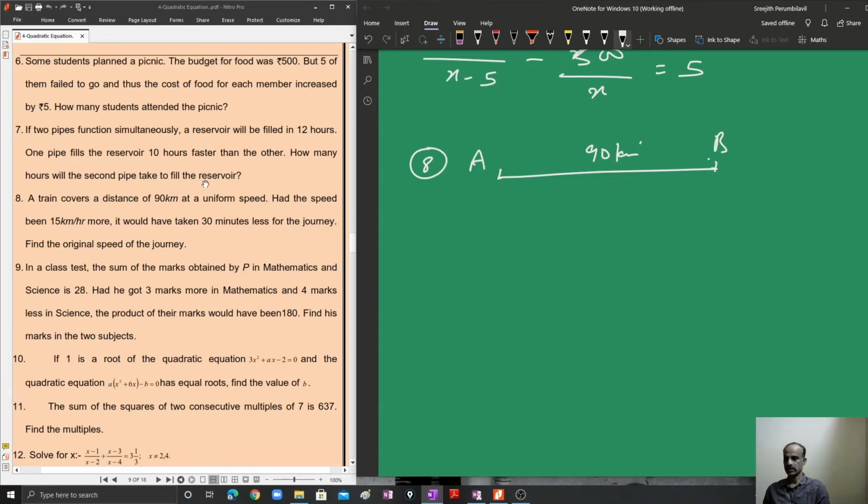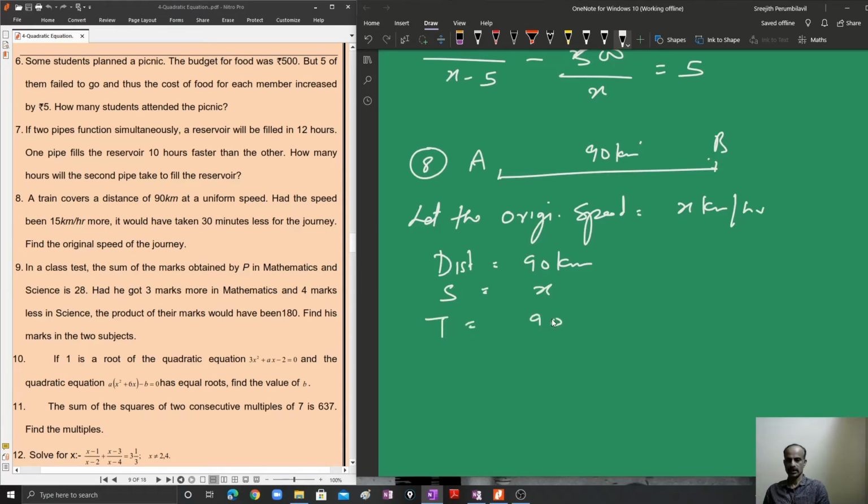So the train covers a distance of 90 kilometers. There are two cases. First case, let's start the question like this. Let the original speed be x kilometers per hour. So in case 1, the distance is equal to 90 kilometers, speed is equal to x. Then what is the time? Time taken is equal to 90 by x.